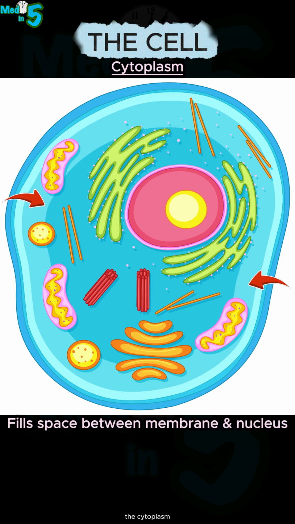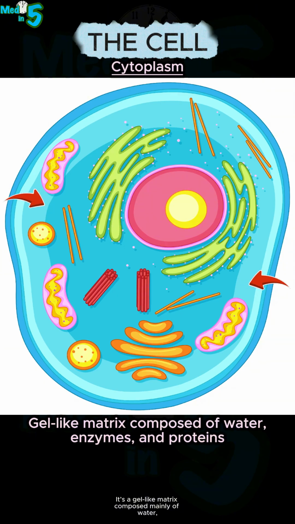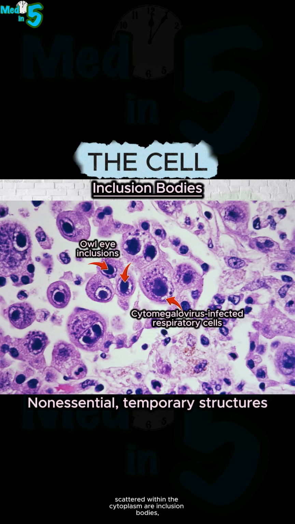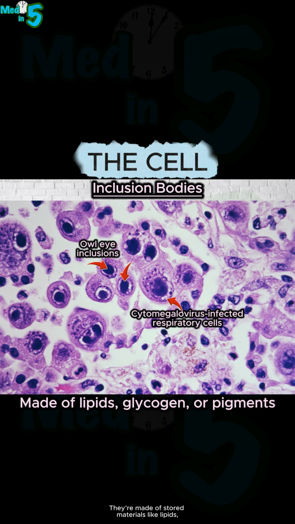Inside, the cytoplasm fills the space between the membrane and the nucleus. It's a gel-like matrix composed mainly of water, enzymes, and proteins. Many metabolic reactions occur in the cytoplasm, and it suspends the organelles, which are cell structures with specific functions. Occasionally scattered within the cytoplasm are inclusion bodies, which are non-essential, temporary structures. They're made of stored materials like lipids, glycogen, or pigments.